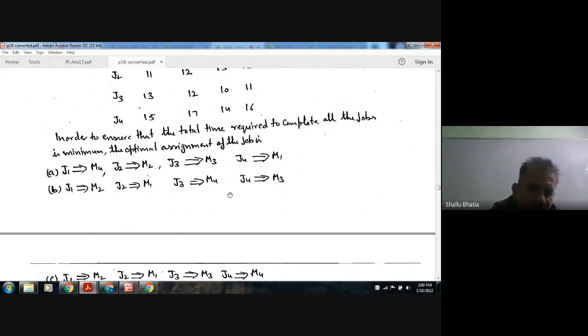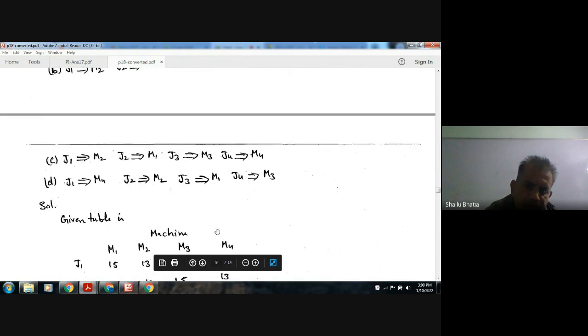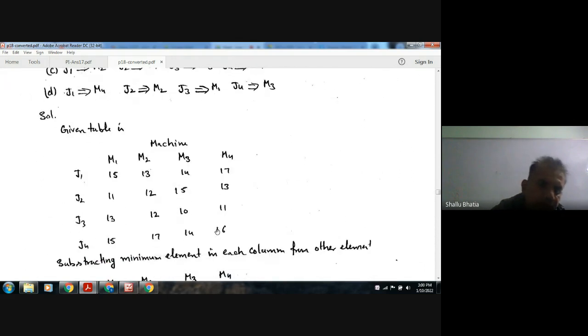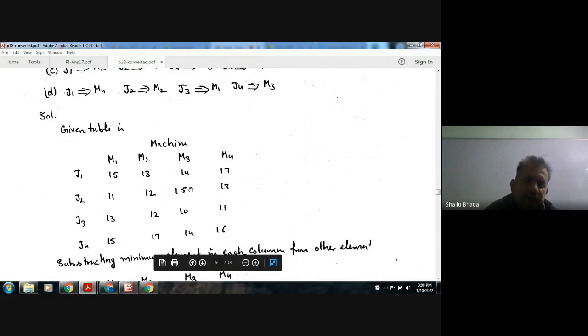So we have to select either of these options. We will read out the options after solving the problem. So these are the machines, M1 to M4, and these are the given table. Okay, so this is an assignment problem.